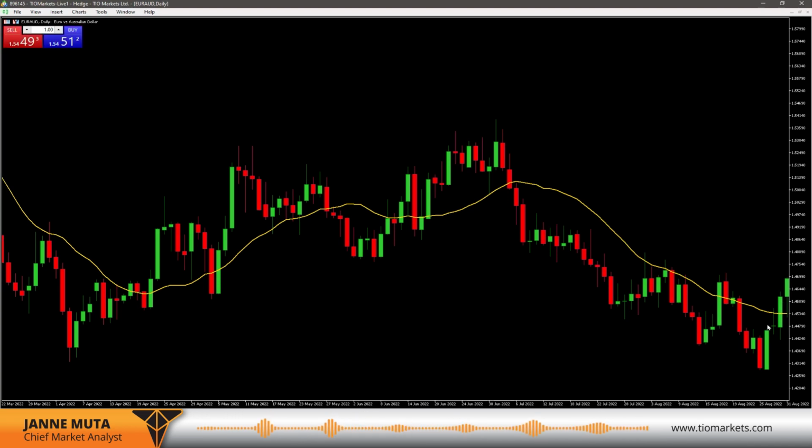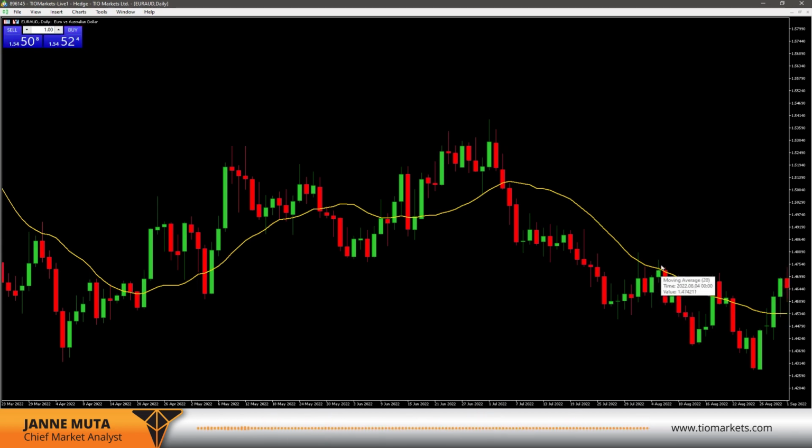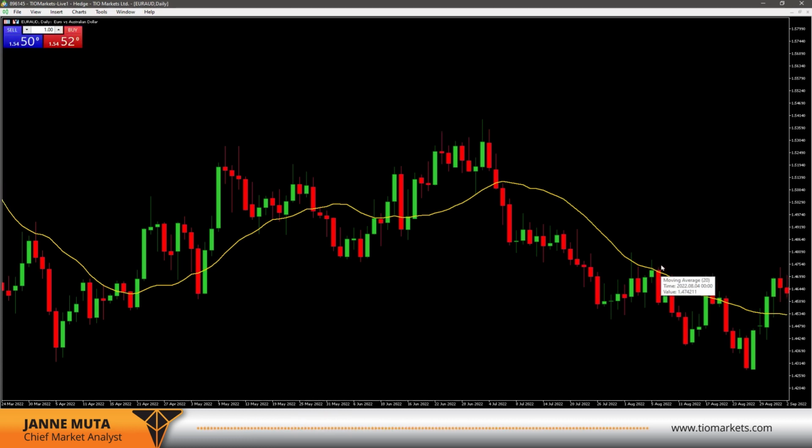And here we have the market moving above the moving average. Here earlier it was moving below, but now it's moving above it. And we get a retracement. When you have something like this happening, that's a possible trade opportunity. You don't know if it's going to work for you, but you have to monitor the market.